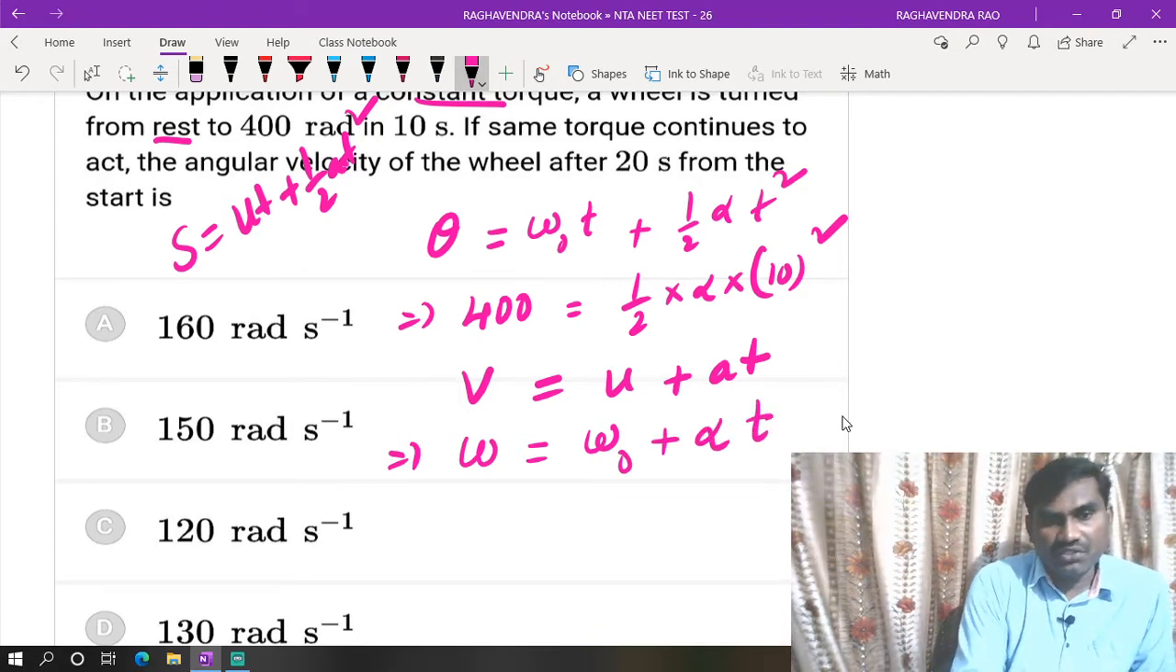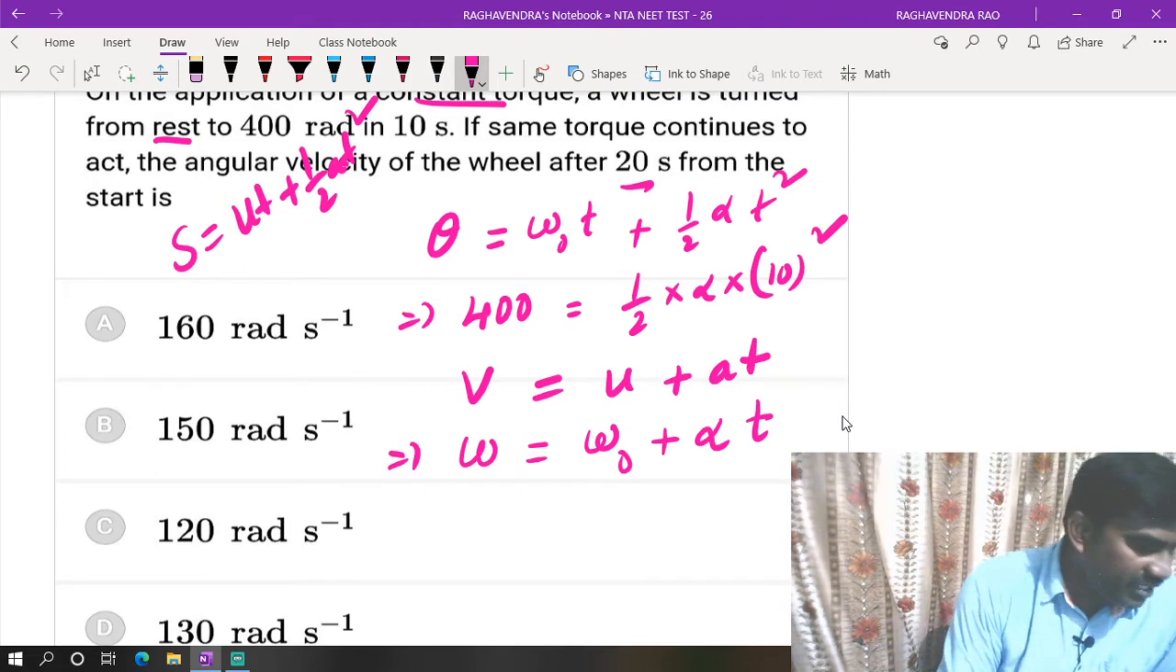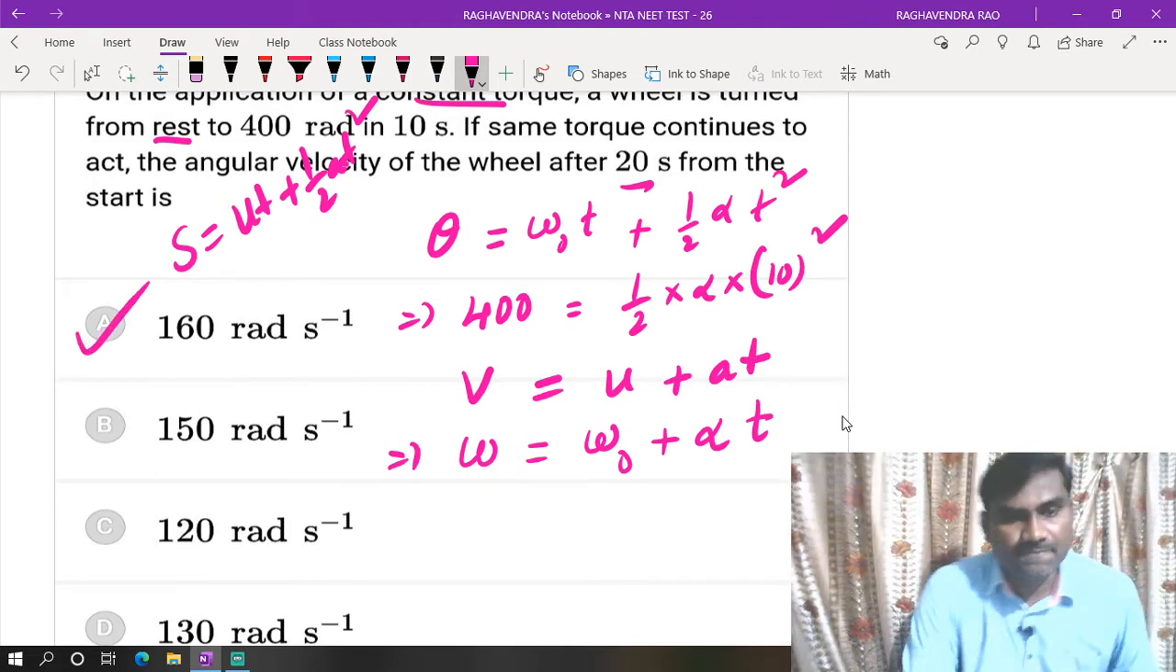So omega naught is equal to 0. Alpha value from this we can calculate. So now time is given as 20 seconds. We can calculate the value of omega. That will be 160 radian per second.